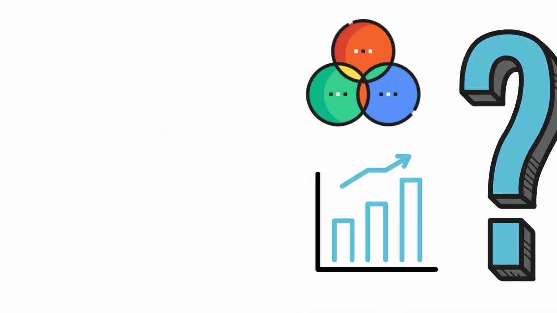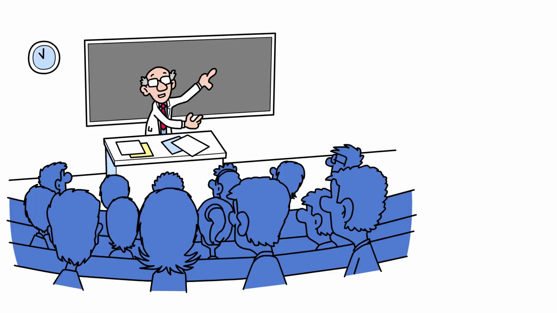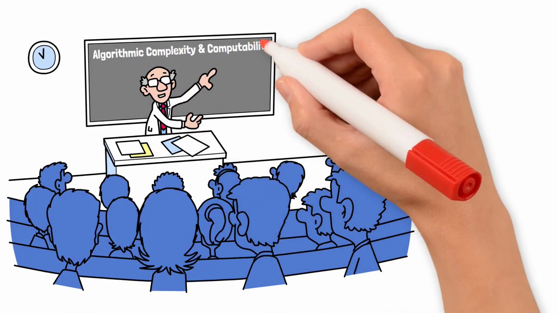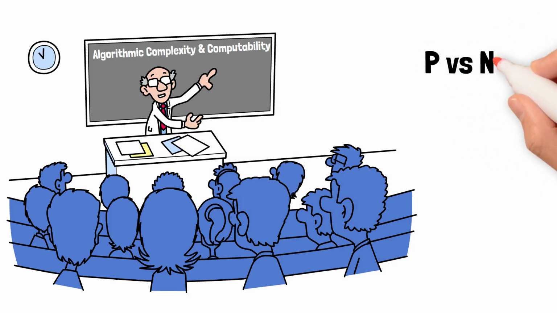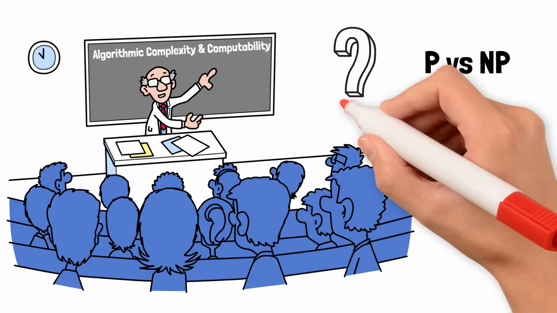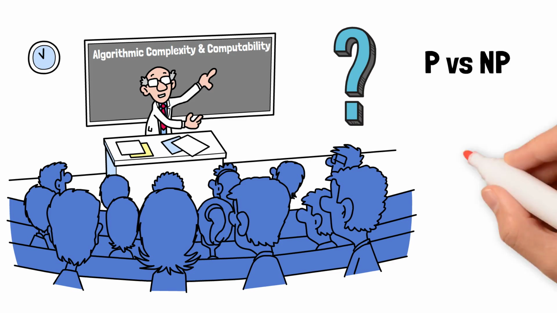In our next episode, we'll move into algorithmic complexity and computability, exploring the famous P versus NP problem, the limits of computation, and how efficiency defines the power of AI models.